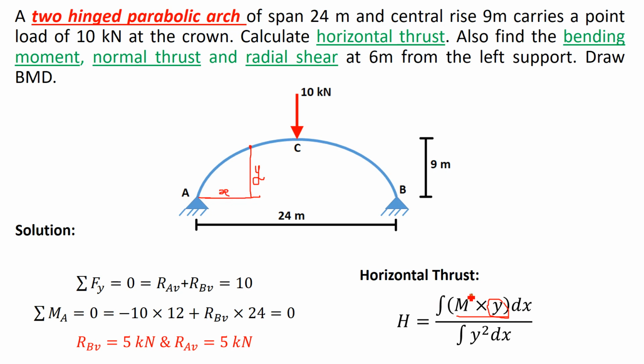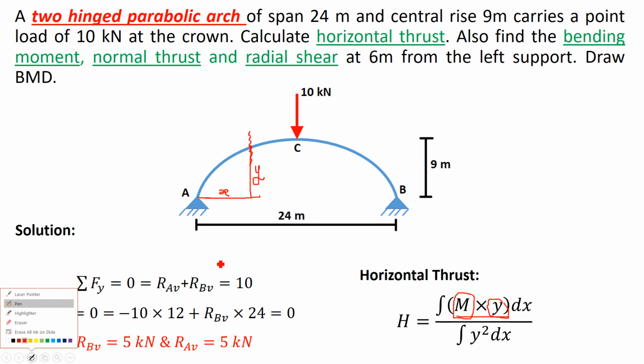And M is the value of moment if you take a section at the same point where you are calculating y. At this point, if you take a section and take the moment of the left zone or right zone, that is M. Like this we can calculate the horizontal thrust.